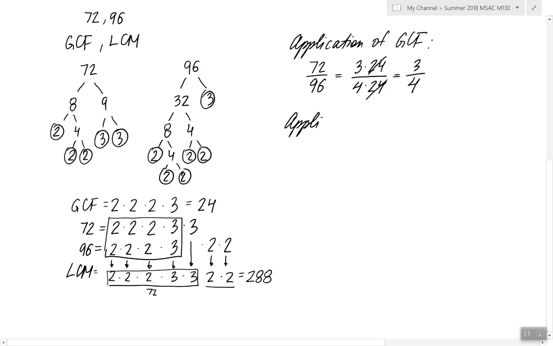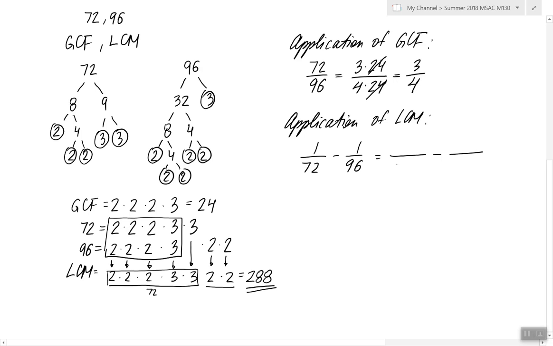Now, when do we use LCM? We use LCM when performing addition and subtraction of two fractions. If I want to add or subtract two fractions, I want to make sure that I have the same denominators. And if you want to use any number as a common denominator, you want to make sure that that number is the smallest one to avoid dealing with large numbers. So that's why we choose LCM as a common denominator.